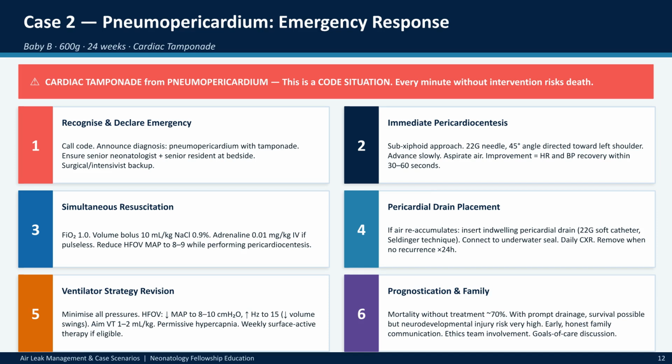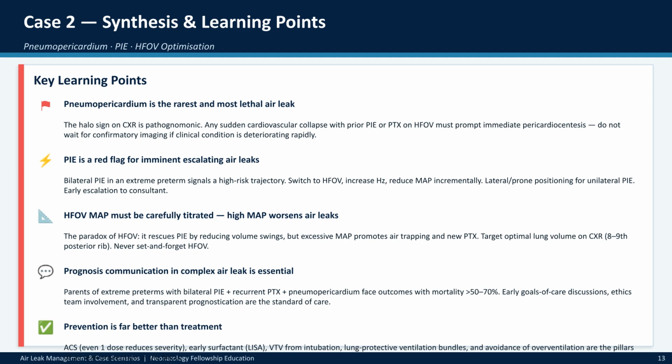The emergency response requires recognizing and declaring the emergency and immediate pericardiocentesis. This is followed by simultaneous resuscitation and, if necessary, pericardial drain placement. Further steps include revising the ventilator strategy, minimizing pressures, reducing MAP, and allowing permissive hypercapnia. Early honest communication regarding prognosis and a goals of care discussion with the family are also critical steps in this complex scenario.